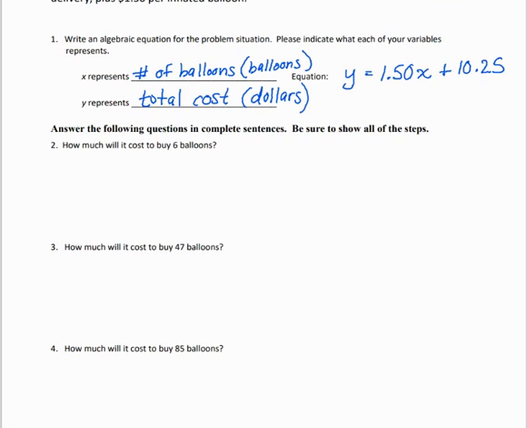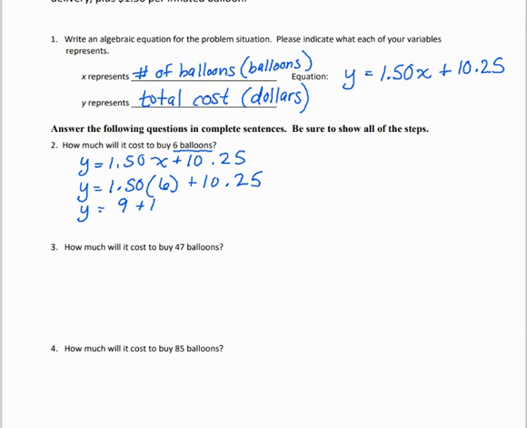Alrighty. So for number 2, we can use that equation. So our equation is Y equals 1.50x plus 10.25. And the question is saying, find the cost for 6 balloons. So where does the 6 go in for, Y or X? X. Good. And if you need a calculator, that is totally fine. Does anyone in the classroom want a calculator? You're okay? Okay. So we multiply that. 1.50 times 6, right? Multiplication first is 9. And then 9 plus 10.25 is 19.25.